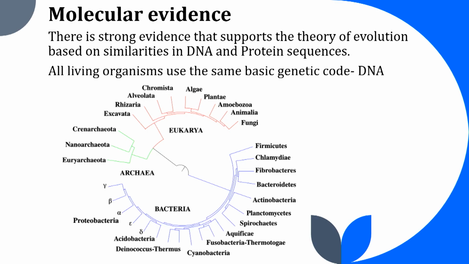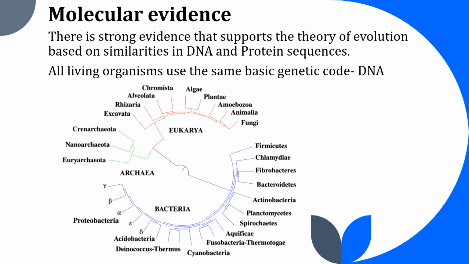Okay? Another piece of evidence that supports the theory of evolution is molecular evidence. There is strong evidence that supports the theory of evolution based on the similarities in DNA and protein sequences. All living organisms use the same basic genetic code, DNA. So the fact that every living thing on the planet has DNA in its cell, that's another strong piece of evidence that shows that everything is related. If you go back far enough, you would be able to find a last universal common ancestor.